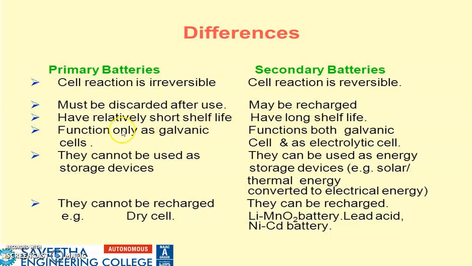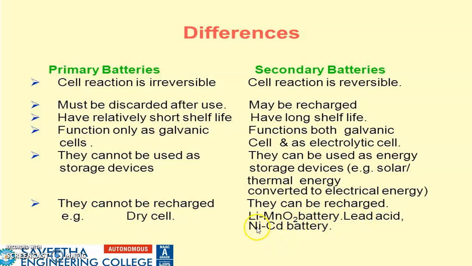Primary batteries function only as galvanic cells, whereas secondary batteries behave both as galvanic cells and as electrolytic cells. When they are working, they behave like galvanic cells, and when they are charged, they behave like electrolytic cells. Primary batteries cannot be used as storage devices, whereas secondary batteries can be used as storage devices, for example for solar or thermal energy. Primary batteries cannot be recharged, whereas secondary batteries can be recharged.